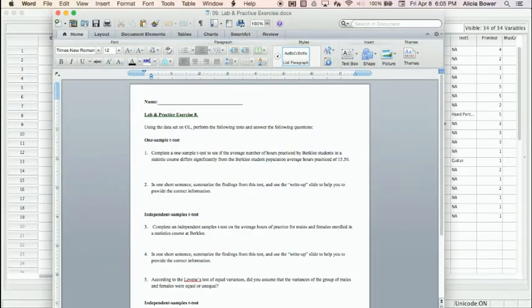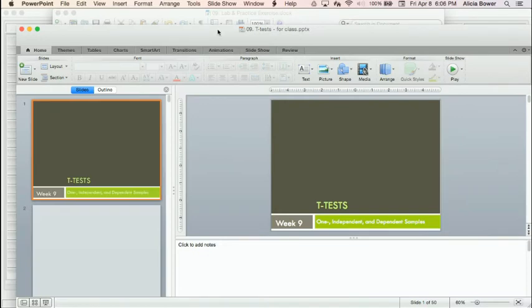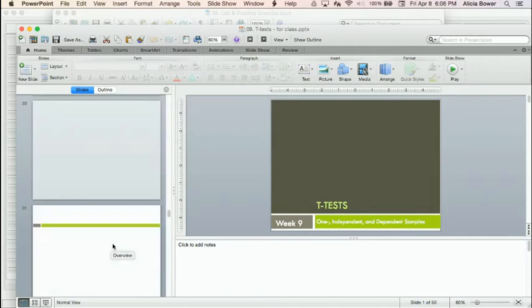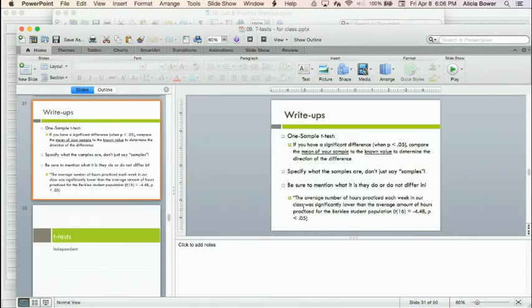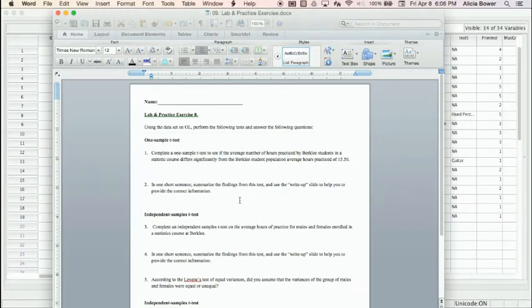But obviously, to answer the question, you want to summarize the findings from this test and use the write-up slide to help you provide the correct information. So what I would honestly do is just go to the PowerPoint that we had in class. All right, so here's the lecture on t-tests. So you can scroll down to how to write up a one sample t-test. This is exactly how I would write it up. So, I mean, you don't have to reinvent the wheel. If you want, you can copy it and paste it onto this.